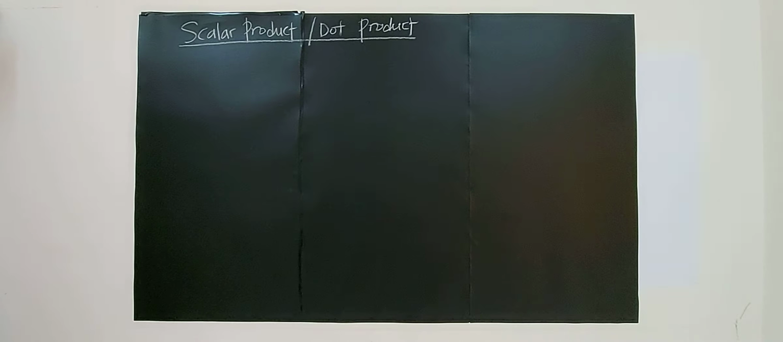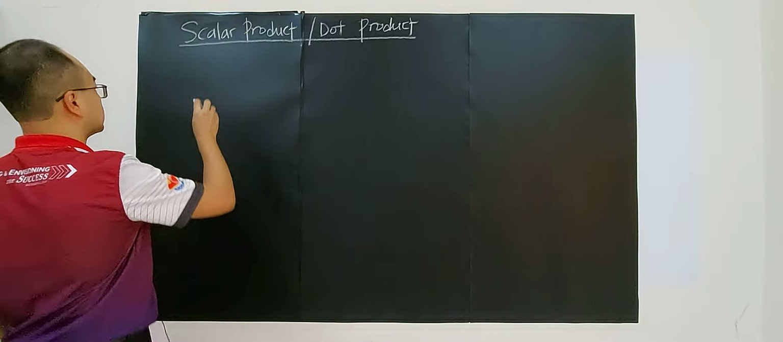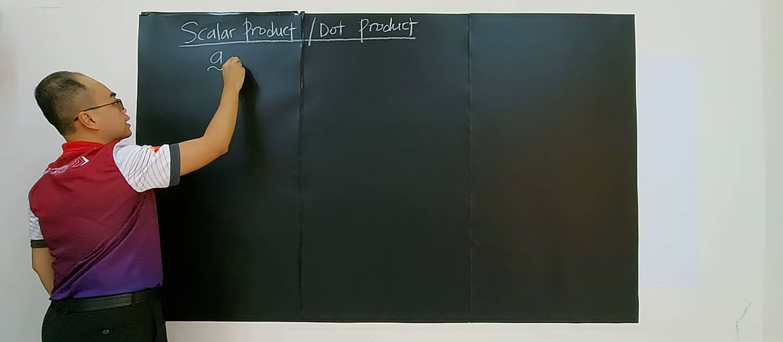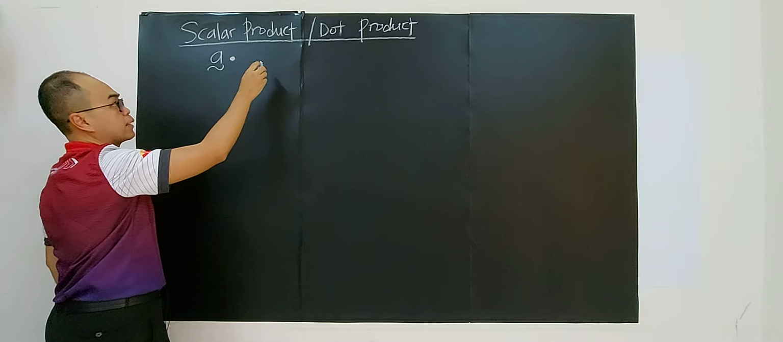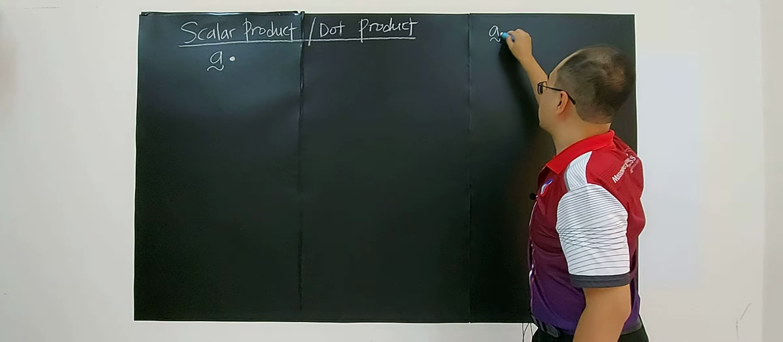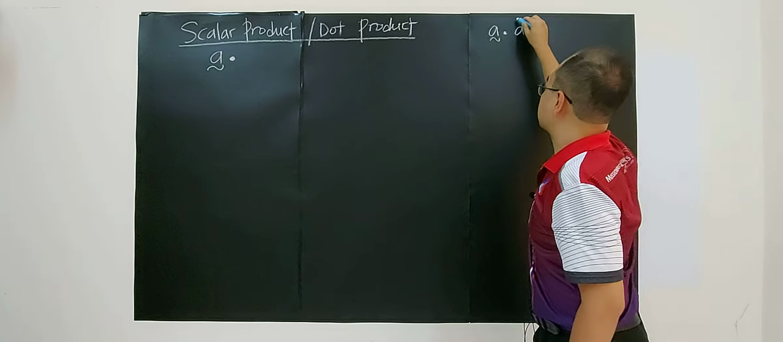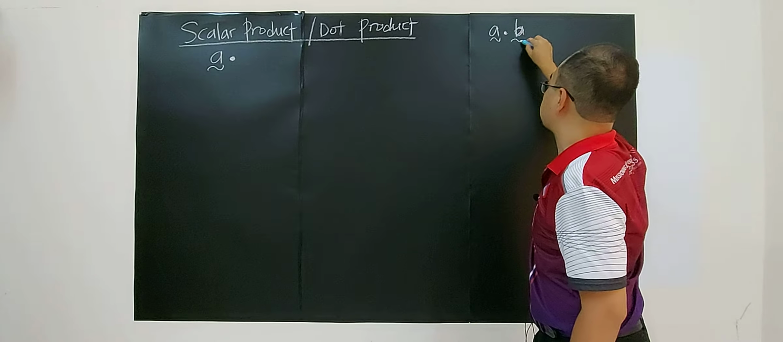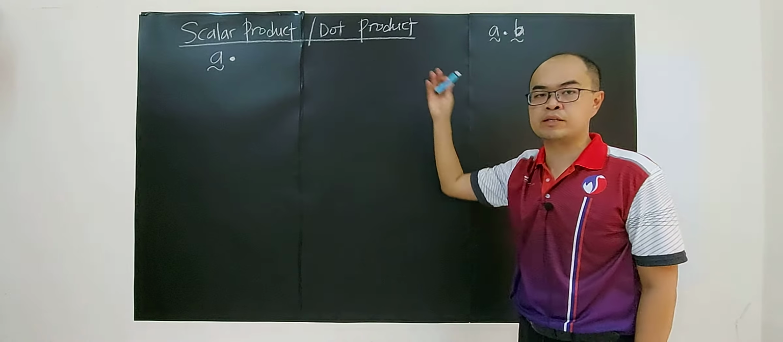This is the first video on scalar product, and I'm going to introduce the definition of scalar product. Another name for scalar product is dot product. And what is scalar product? Scalar product is one of the products of vectors. For vectors, we have two types of product: one is the scalar product, one is the vector product.